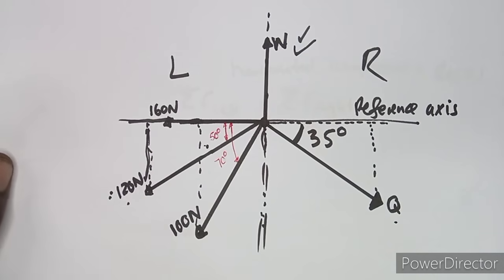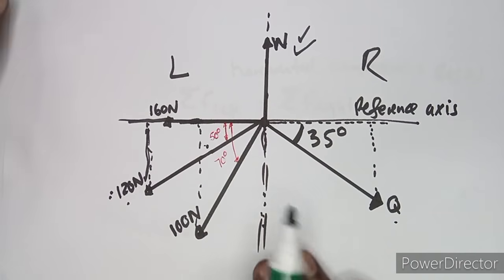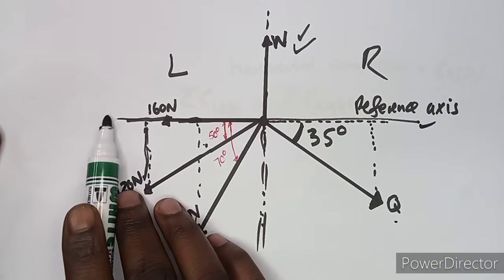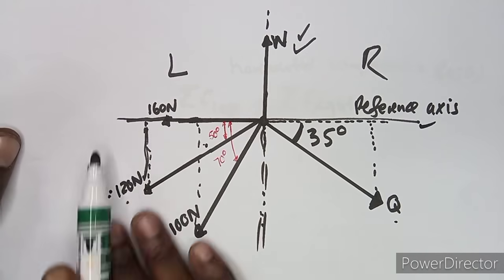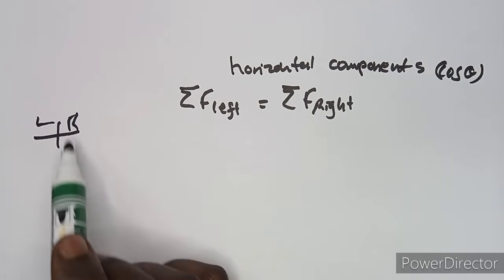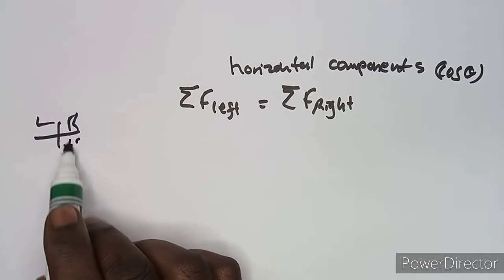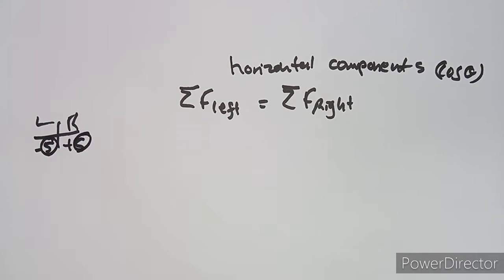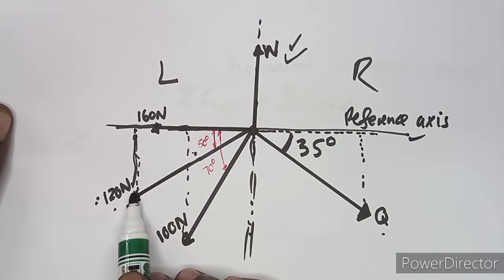Since we are saying they are equal, there's no need to write negative or positive, because the right can never be negative and the left can never be positive. That's why we are ignoring that part. If there is positive 5 on the right, on the left it would be negative 5. What you are talking about is the magnitude. That is why you don't focus on the sign. You're talking about the equivalent in magnitude. So, horizontal component of 120.